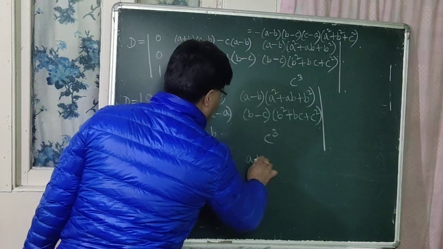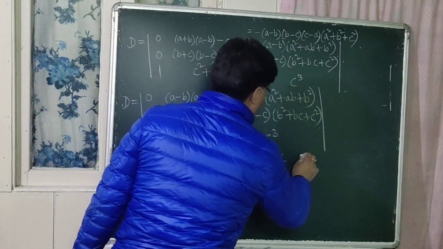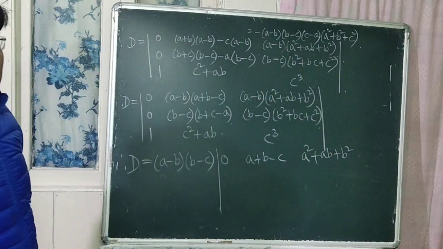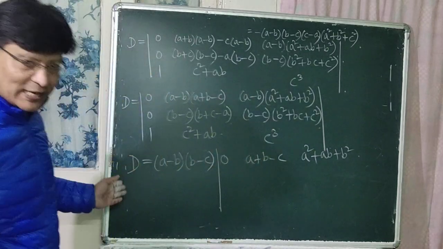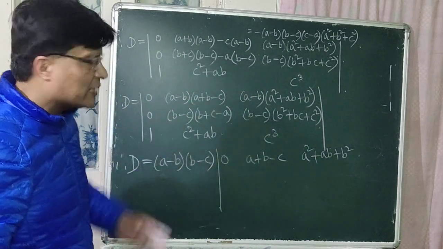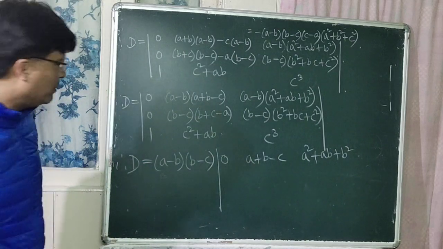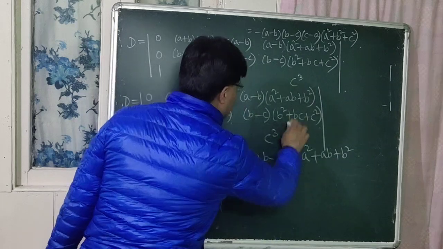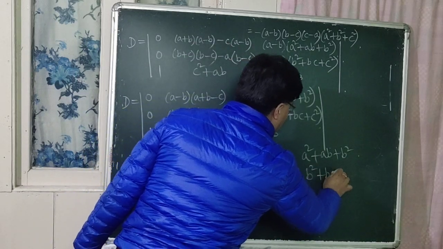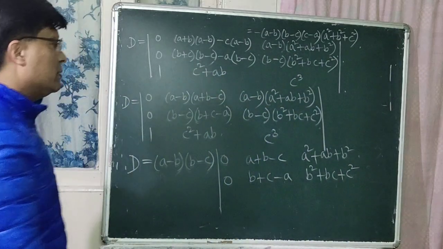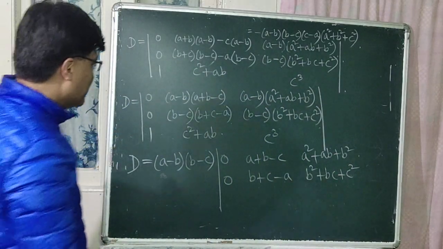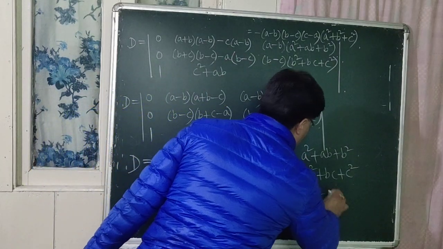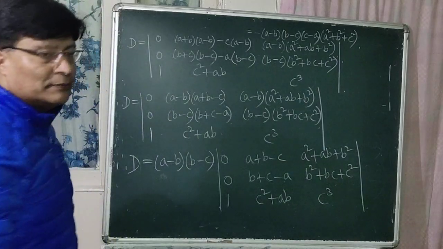0, a plus b minus c, then a square plus ab plus b square, right? So here a minus b is taken common outside the determinant, right? And from the second row also, what is taken common? B minus c. So it is 0, this is b plus c minus a, and this one is b square plus bc plus c square. Right? B minus c is taken common out here, and this is 1, c square plus ab, and this is c cube. Is it clear?